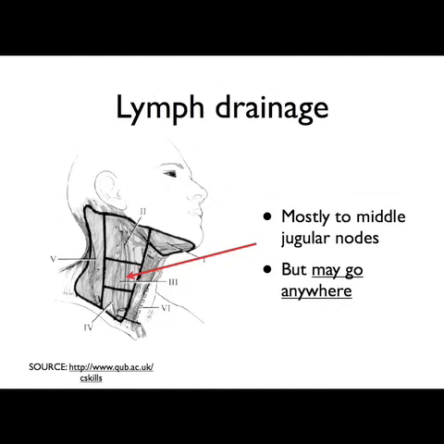In terms of lymph drainage of the thyroid, most lymph drainage occurs to the middle jugular nodes, but remember, it may go anywhere, and this is particularly true for some of the more aggressive thyroid cancers.